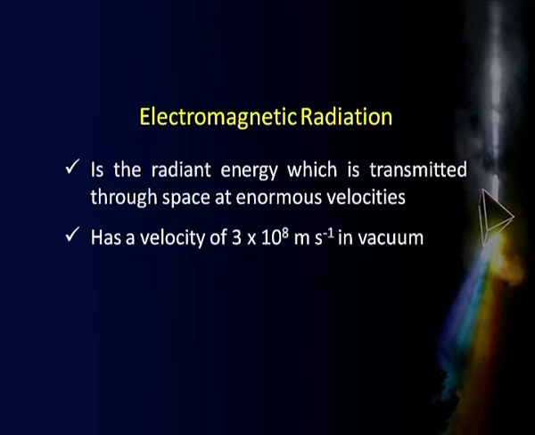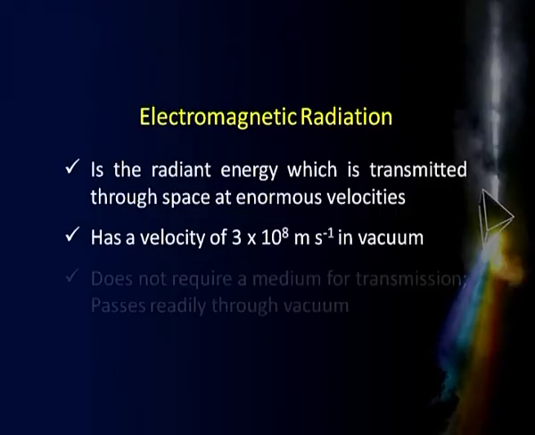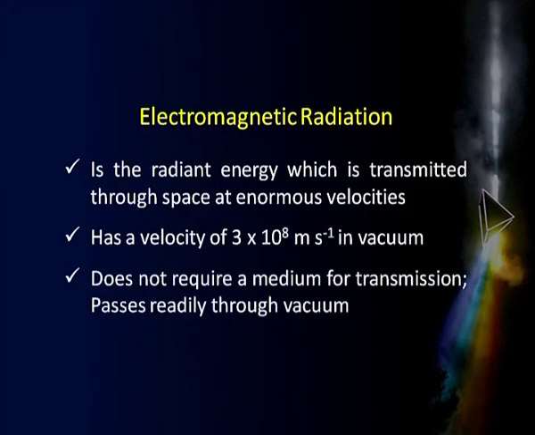Then, as I said, they are transmitted through space at enormous velocities. The velocity is about 3 x 10^8 meters per second, which is an enormously large velocity, and that is the velocity we have in vacuum. But if it transmits in a medium, then the velocity gets changed a bit. It does not need a medium for transmission. It does transmit through a medium, but it is not required. Even if there is total vacuum, EM radiation can pass through it. That is the kind of quality it has.